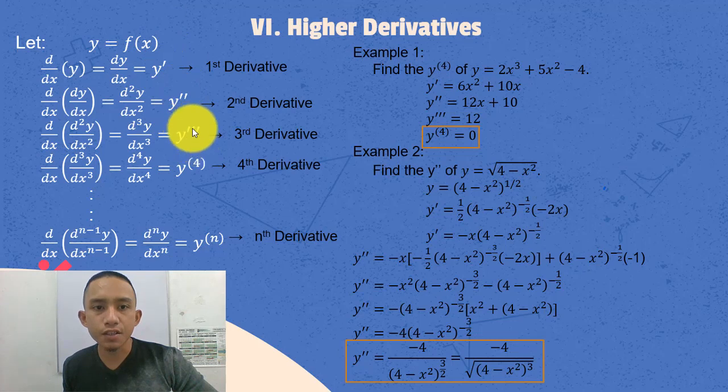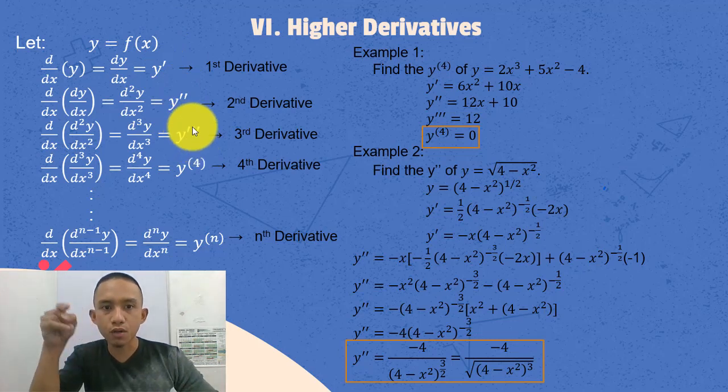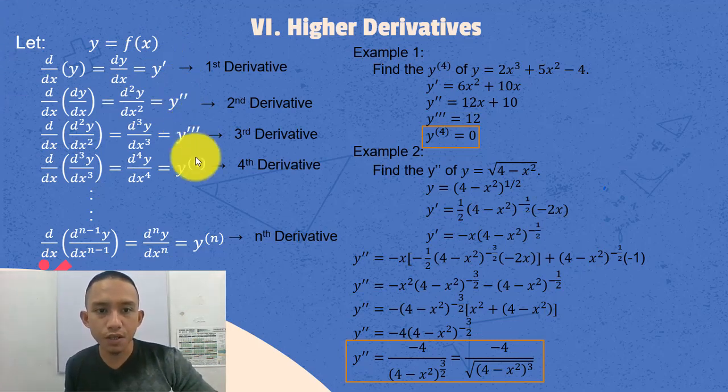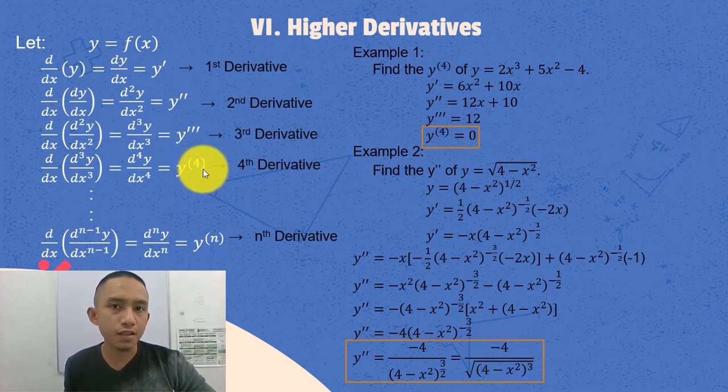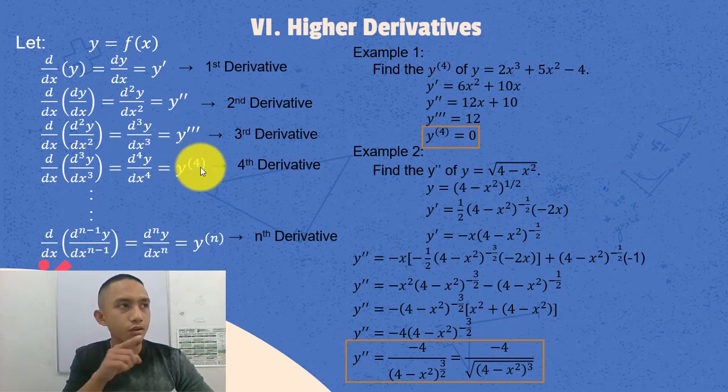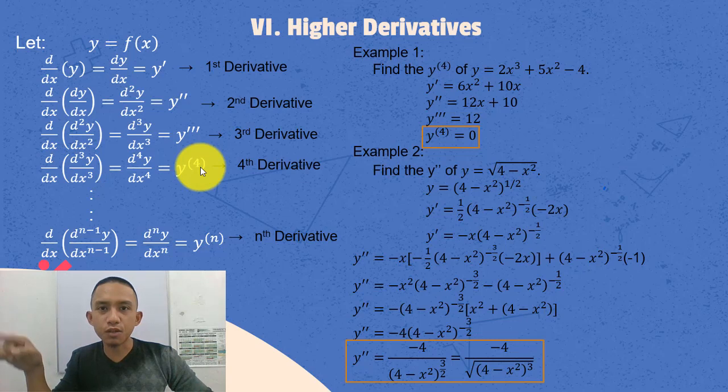First, second, third, it's okay. You can just make use of your prime or apostrophe. But if you have four and above, this is how we will write the derivative, not in terms of prime. Because imagine if that is the 15th derivative, then what you are going to do is write down 15 apostrophes. Of course, that will be too long.